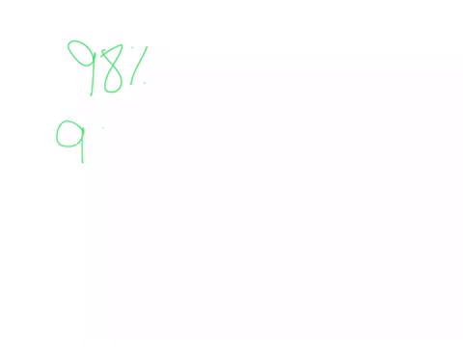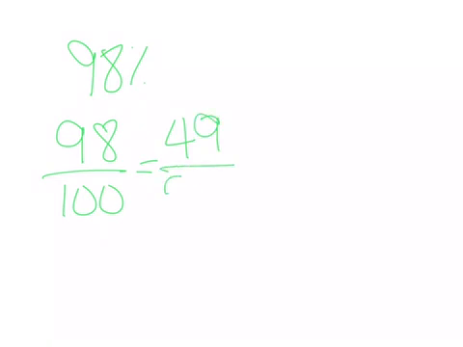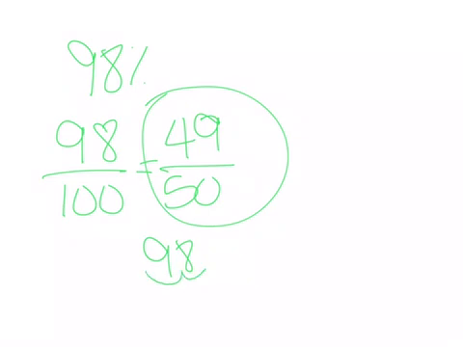98%, we're going to do 98 over 100, which simplifies down, divided by 2 to 49/50. Then to a decimal, we're going to move our decimal to the left and get 98 hundredths.